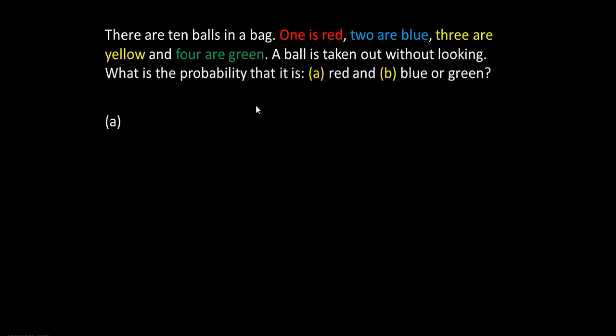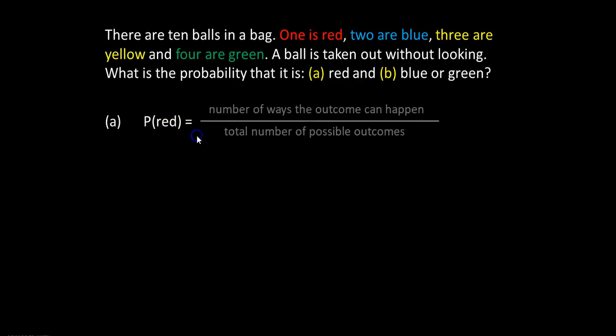Let's do the first one. Probability for red: we know it is the number of ways the outcome can happen divided by the total number of possible outcomes. So, how many red balls are there in the bag? It is given in the question. There is 1 red, so there is 1 outcome that can happen. And what is the total number of possible outcomes? There are altogether 10 balls in the bag. So it can be written as 1 upon 10 or 1/10.